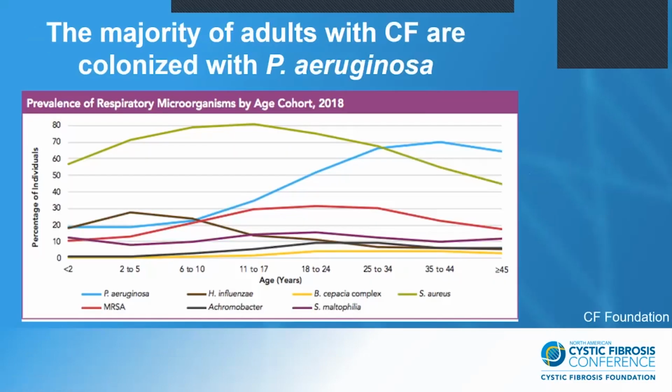Now, typically in CF, these patients are colonized in the lung with multiple species of bacteria. But as you see here, Pseudomonas in the blue line tends to become dominant in the CF lung over time. And the majority of patients with CF are colonized with Pseudomonas aeruginosa.